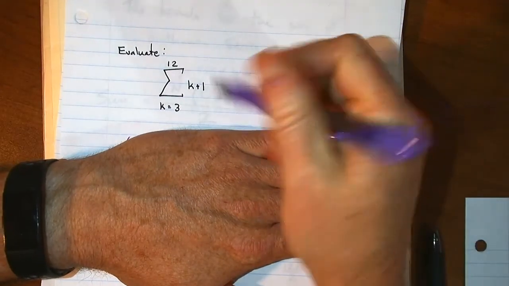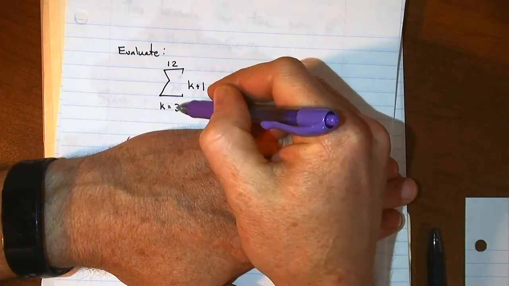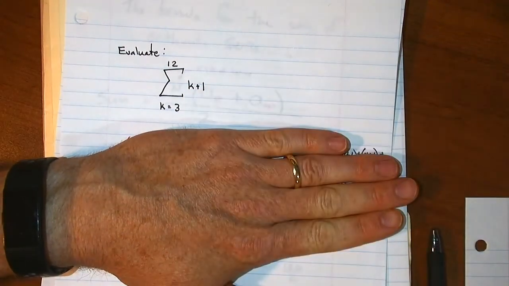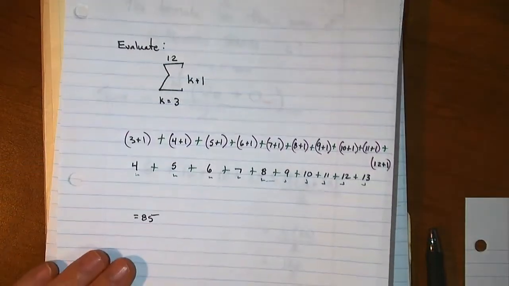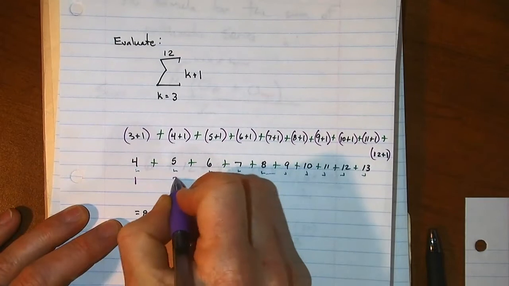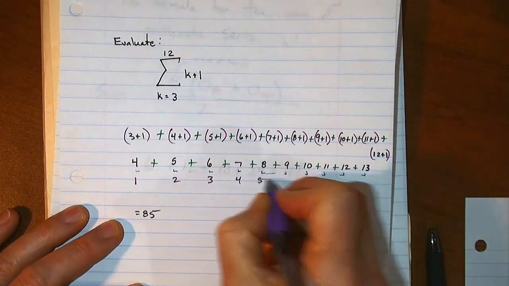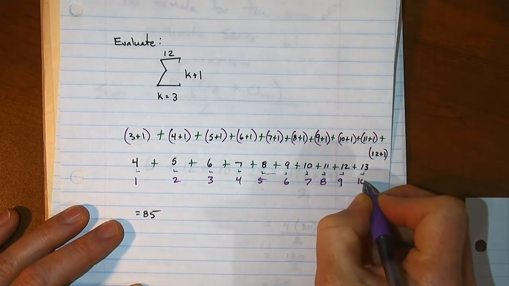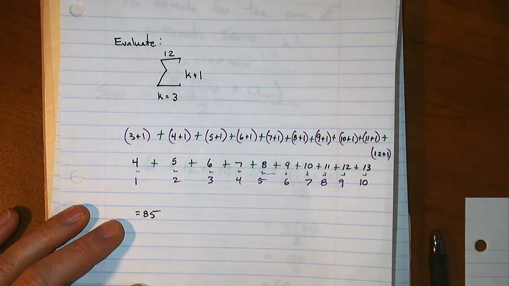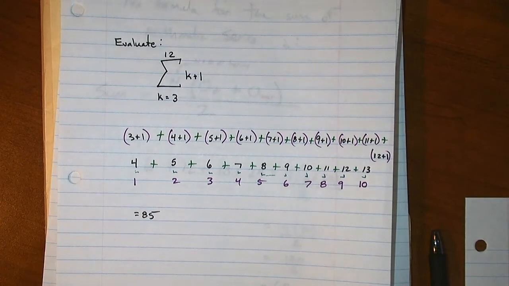Okay, well, what a lot of people would do is they would say, well, 12 minus 3, that's equal to 9. So they'd say there's going to be 9 terms. But let's look and see how many terms we actually ended up with. 1, 2, 3, 4, 5, 6, 7, 8, 9. Oh, we had 10 terms. We had 10 terms when we did that.